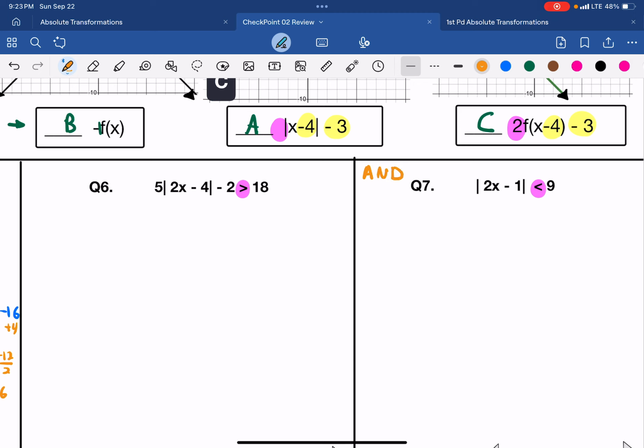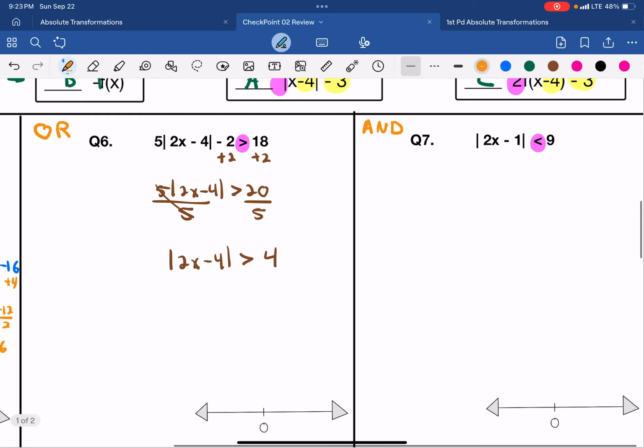Now this one, question 6, we can't tell yet until we solve for the absolute. So let's go and do that. Let's get rid of that 2 first. Plus 2. 20 equals 5 times the absolute value of 2x minus 4. It's not by itself yet. We got to get rid of that 5 by division. 2x minus 4 is greater than 4. The absolute value is by itself. Yes, now we can confirm this one is an OR. Every time the absolute value is greater, it's an OR. Less than, it's an AND.